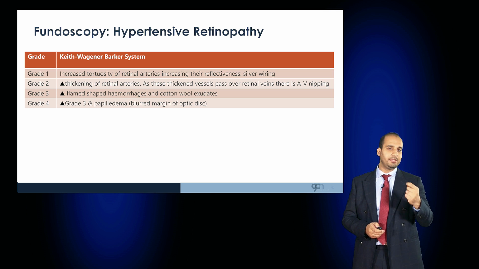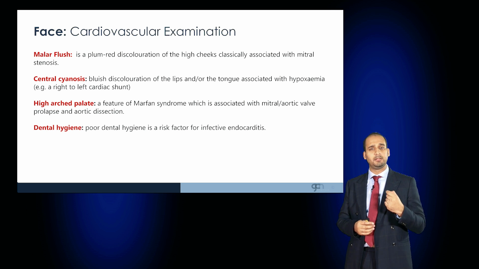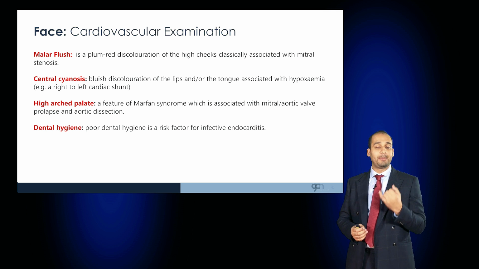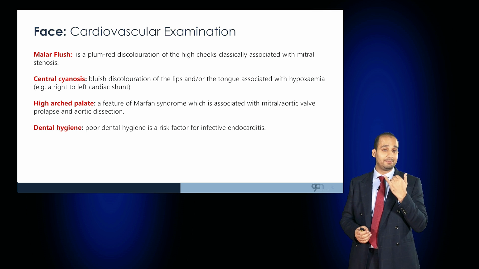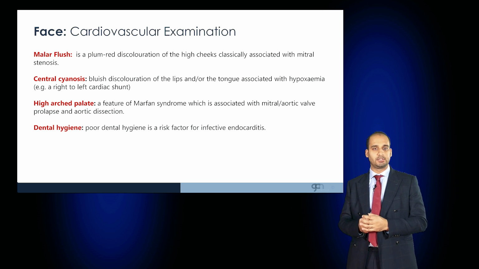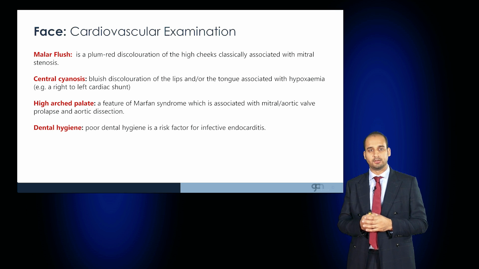disc. The other things to inspect in the face are whether or not the patient has a malar flush. That's the plum red discoloration of the high cheeks associated with mitral stenosis. Inspect the oral cavity by looking at the lips as well as underneath the tongue for signs of cyanosis. And this is associated with hypoxemia, particularly seen in a right to left cardiac shunt.